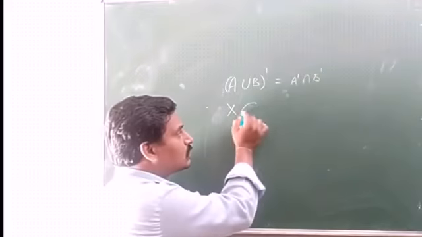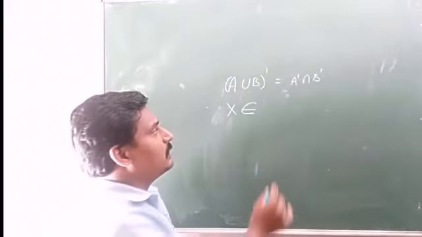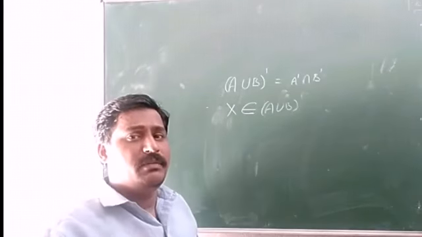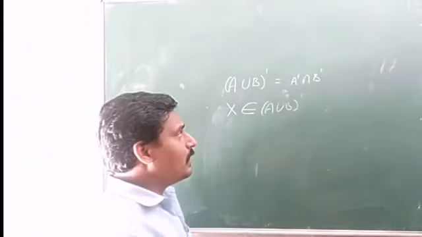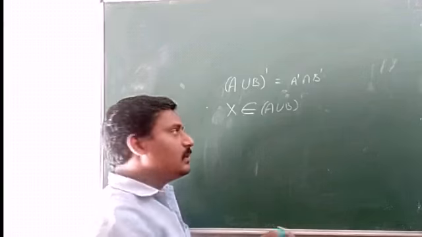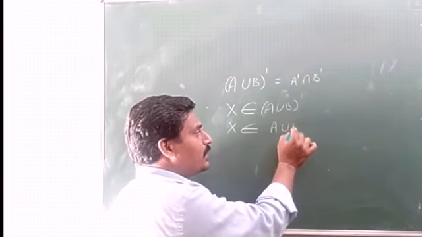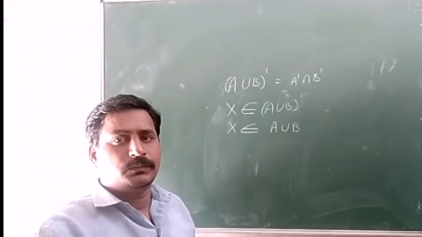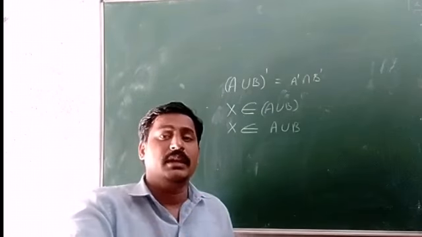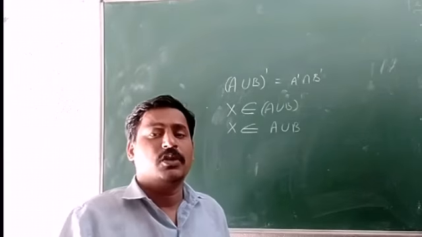x belongs to, so what does this symbol indicate here? Belongs to. x belongs to (A union B) dash, that is the complement of A union B. So when x belongs to the complement of A union B, it indicates at the same time that x does not belong to A union B. Got it? Because a complementary event means the elements or objects which are not there in the set.